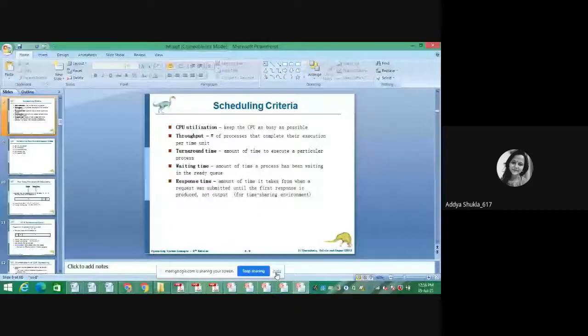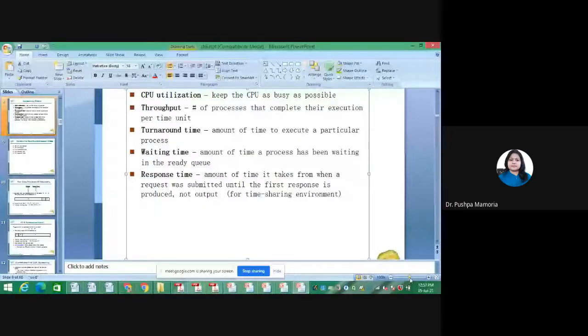Yes, so now this is visible to everyone. Scheduling criteria. No, ma'am. Just wait. Now it is visible. Yes, ma'am. I think now it is visible.